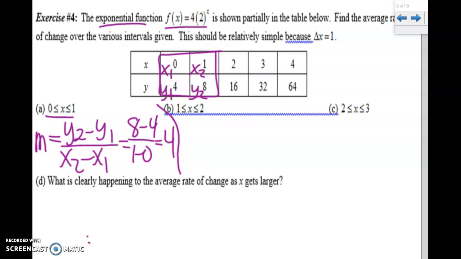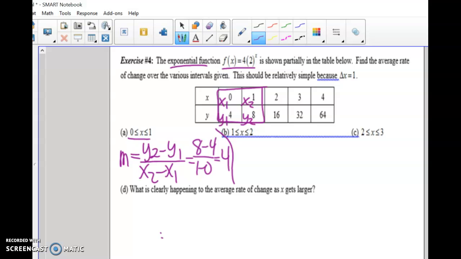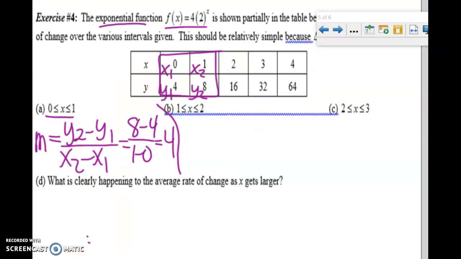I'm going to switch my color real quick, and that will hopefully help us distinguish between the next one and the one we just did. So this time, the compound inequality says between 1 and 2. So we use these 4 numbers, where I'm not going to write the formula again, but we do the y2 minus the y1, and the x2 minus the x1. 16 minus 8 is 8, 2 minus 1 is 1, so it ends up, again, as 8 over 1, which we don't really need to write. We can just write the 8.